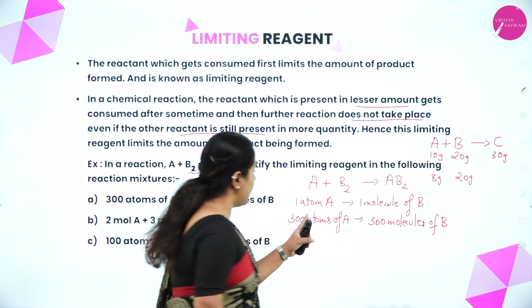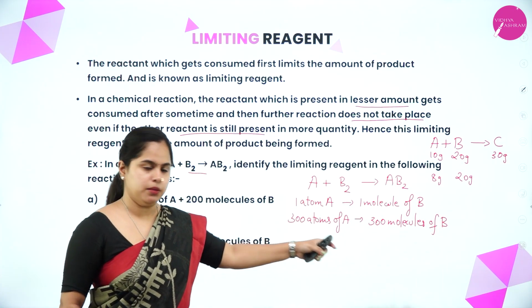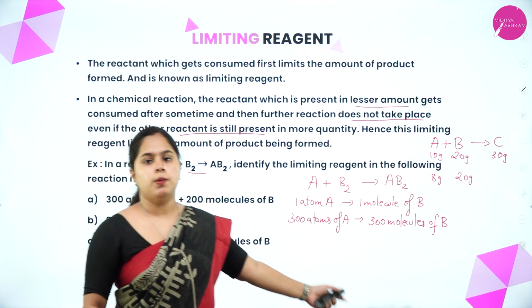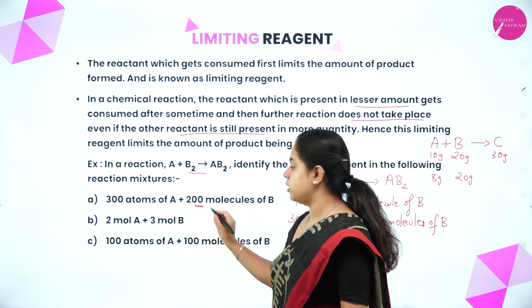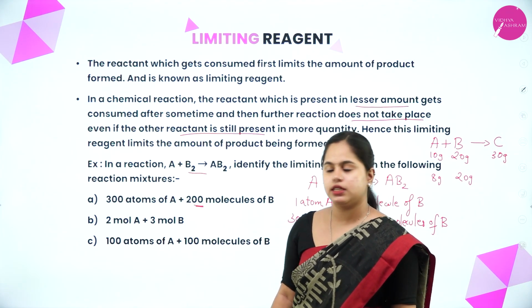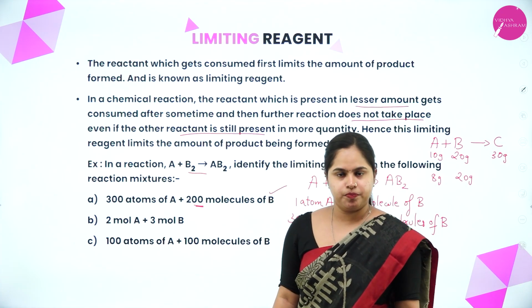One atom of A requires one molecule of B, means 300 atoms of A require 300 molecules of B, right? But how much is present here? Only 200 molecules is present here. So what will be my limiting reagent in this case? It will be my B, right?